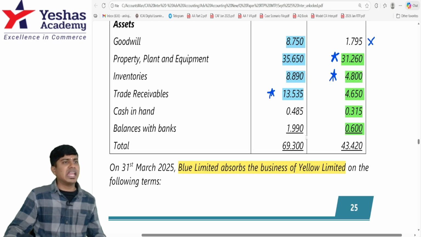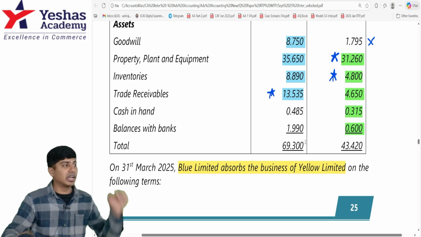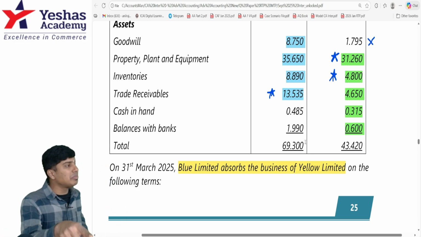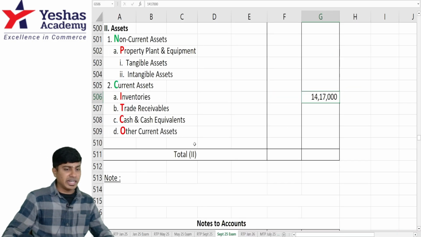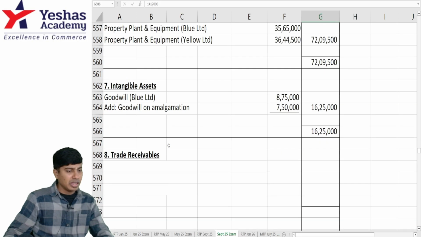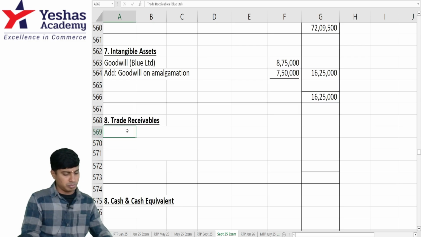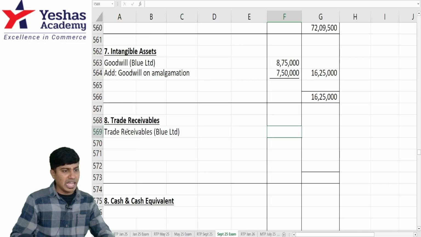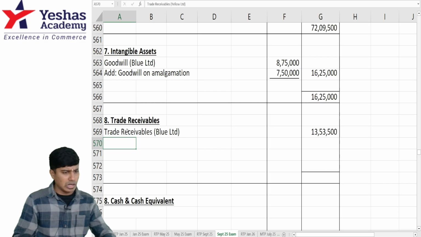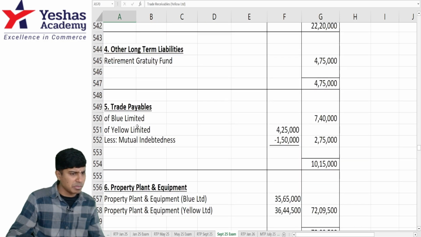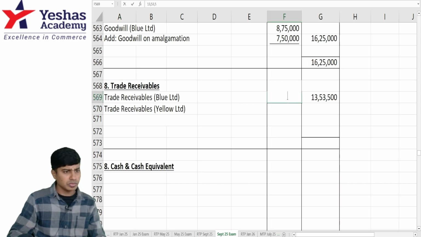Trade receivables 13 lakh 53,500. Mutual indebtedness needs to be adjusted. There is a star. It has to be deducted from Blue Limited's trade receivables, not Yellow Limited's trade receivables. I would write here trade receivables of Blue Limited 13 lakh 53,500. Am I right? Yes, sir. That of Yellow Limited. Once again, trade payables. Whose trade payables did we deduct? Yellow. Okay, so this has to be deducted from Blue.